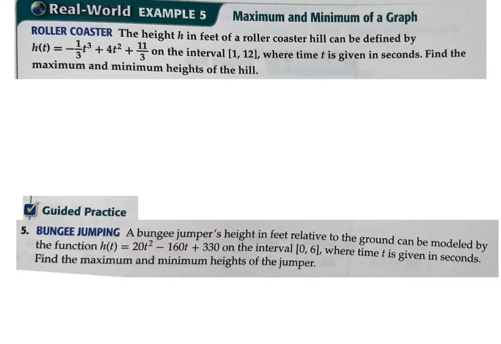And the example is a roller coaster. And they gave us hideous numbers for our roller coaster. The height of a roller coaster can be defined by this function. Height, that is position function, by the way, on the interval 1 to 12. That is my beginning point and my ending point, from 1 to 12. Time in seconds. So after 1 second on the roller coaster and after 12 seconds on the roller coaster. Find the maximum height of the hills from 1 to 12 seconds. So find the maximum point that you are at and the minimum point that you are at in that group.